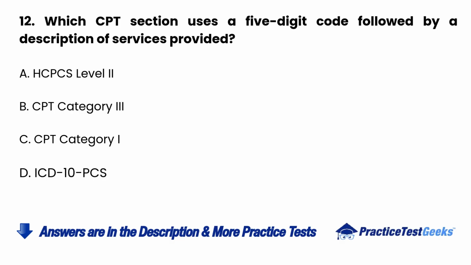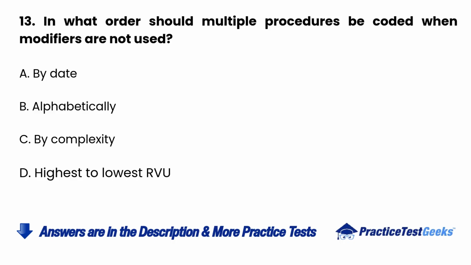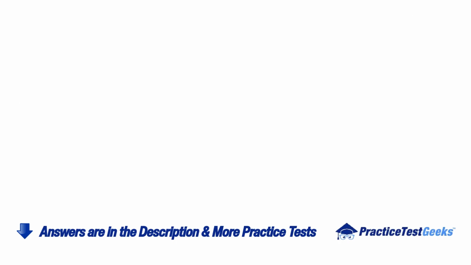12. Which CPT section uses a 5-digit code followed by a description of services provided? A. HCPCS Level 2, B. CPT Category 3, C. CPT Category I, D. ICD-10 PCS. 13. In what order should multiple procedures be coded when modifiers are not used? A. By date, B. Alphabetically, C. By complexity, D. Highest to lowest RVU.